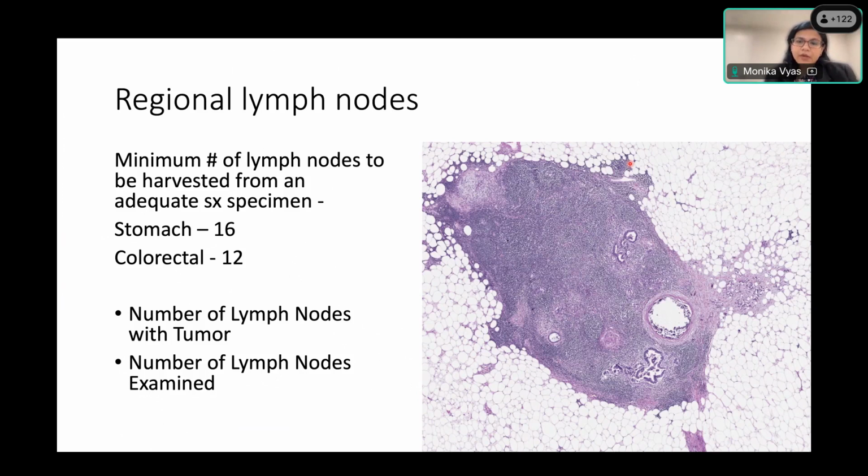And we definitely take this very seriously and try to go back to the specimen and submit more tissue if we fall short of lymph nodes. And this is done upfront for any case which might be low on lymph node numbers. So we try to report the number of lymph nodes which are positive, and also the total number of lymph nodes examined.